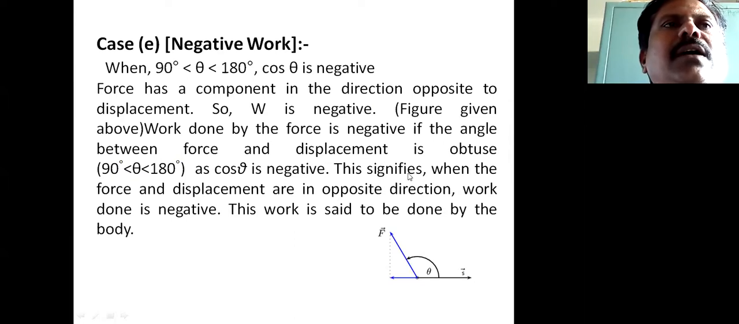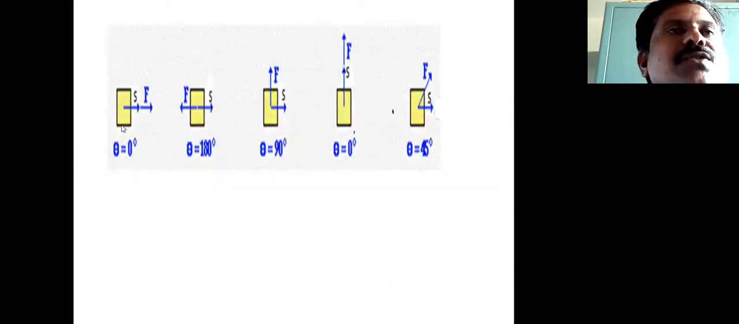So the work done by the force is negative if the angle between force and displacement is obtuse, so that cos of theta is negative. This suggests that when the force and displacement are in opposite directions, work done is negative. This work is said to be done by the bodies. So these are the pictures.